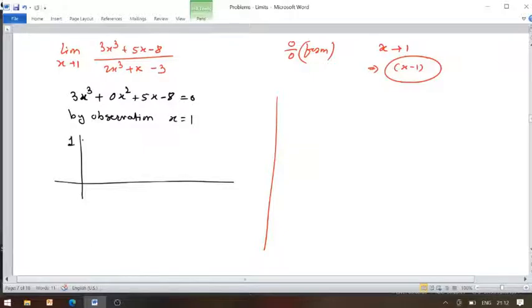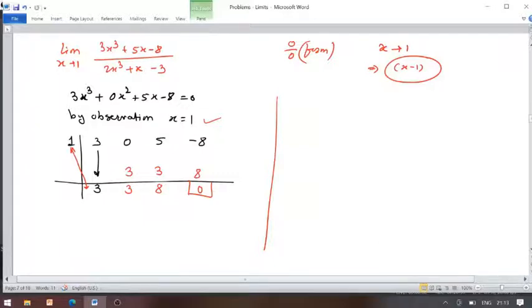So our multiplier or divisor becomes 1. Coefficient of x cube is 3, coefficient of x square is 0, coefficient of x is 5 and the constant is minus 8. Now this 3 comes down, and the divisor is 1. So 3 ones are 3, 3 plus 0 becomes 3. Again 3 ones are 3, 5 plus 3 becomes 8, and now 8 ones are 8, we have minus 8 plus 8 becomes 0. We should always get the remainder as 0 once we have the root x equals 1 by observation.